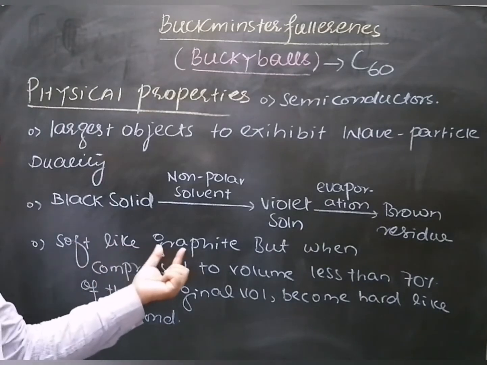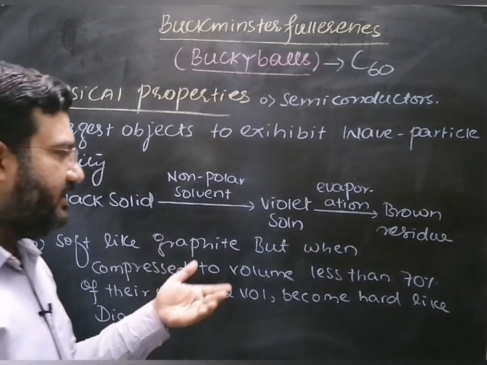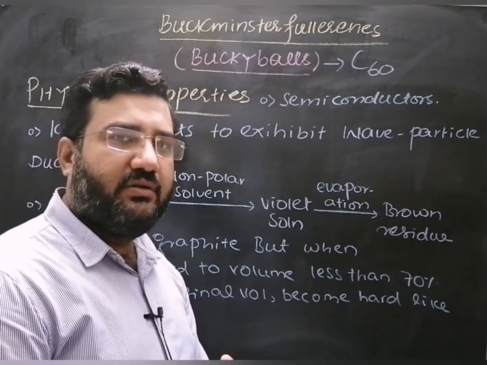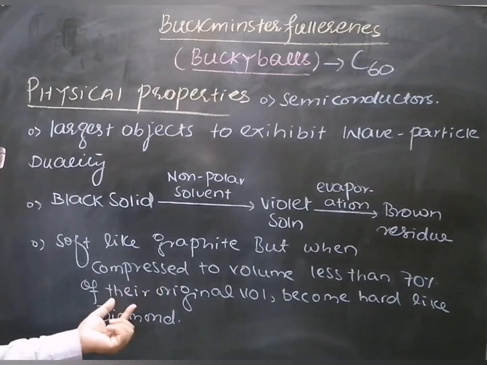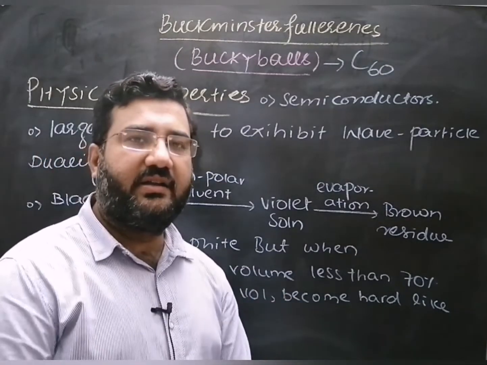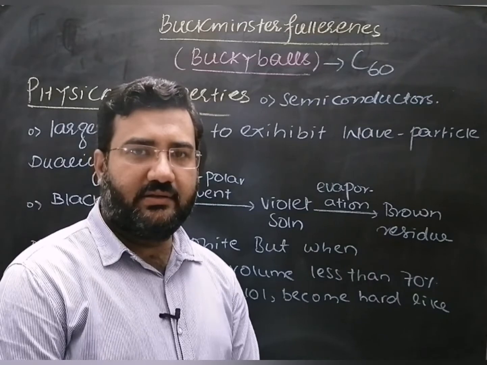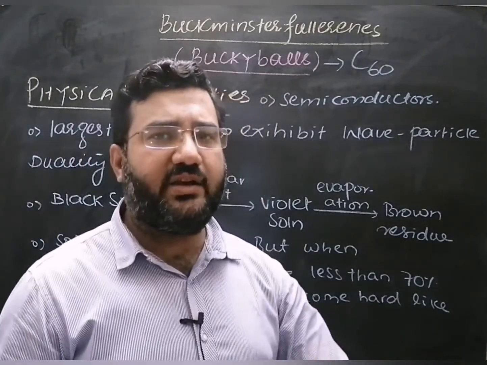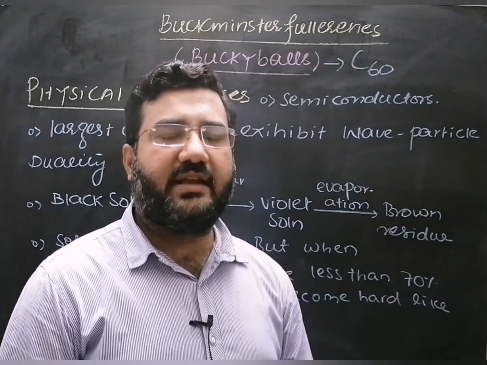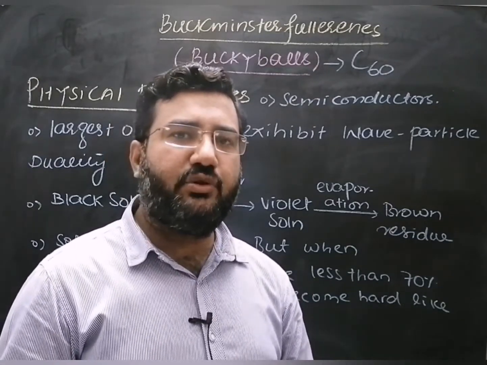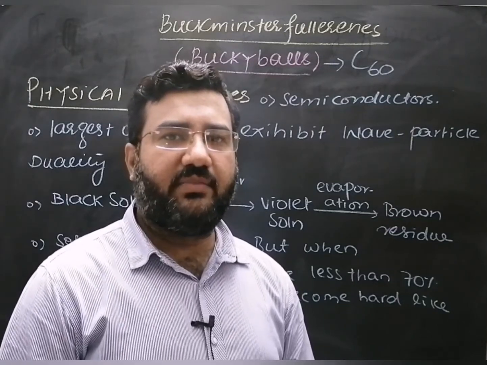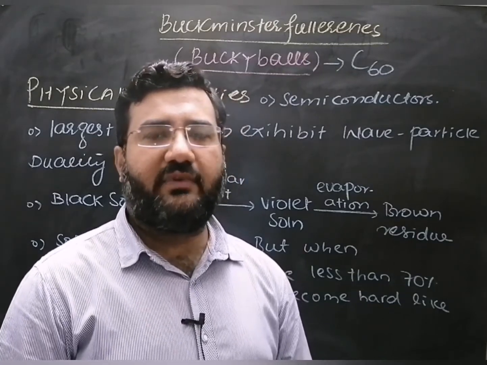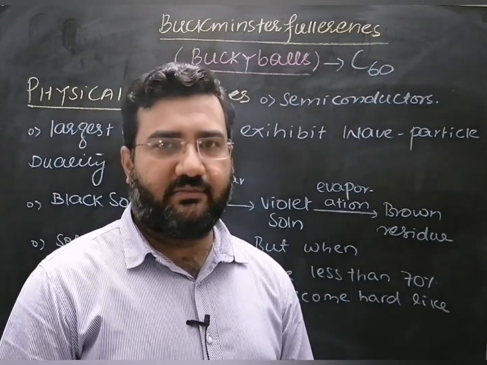They are soft like graphite in the solid state, but when you compress them and their volume is reduced to 70% of the original volume, they become very hard, just like diamond. So in the normal solid state they are soft like graphite, but when highly compressed they become hard like diamond. These are some unique physical properties of the buckyballs. And keep in mind that in buckyballs, each carbon atom is covalently bonded to 3 other carbon atoms.